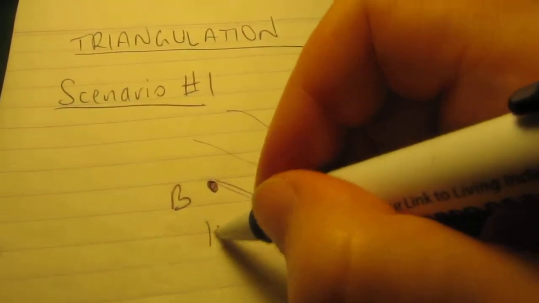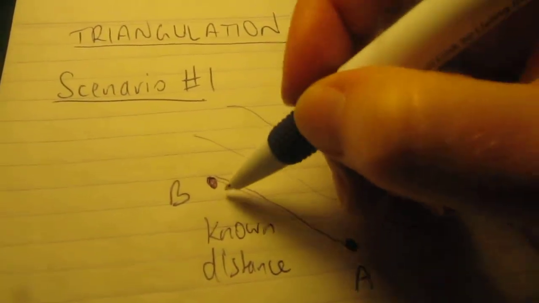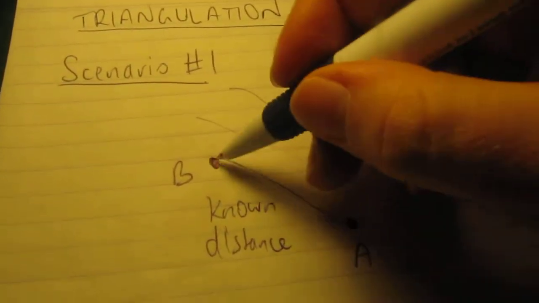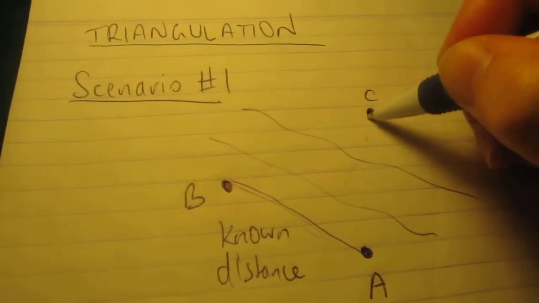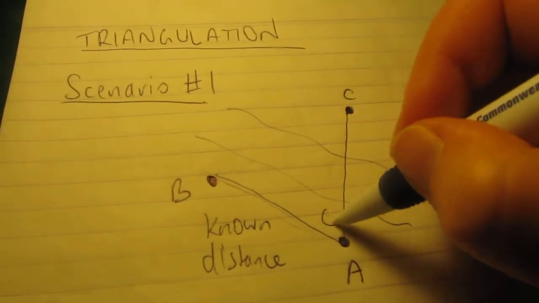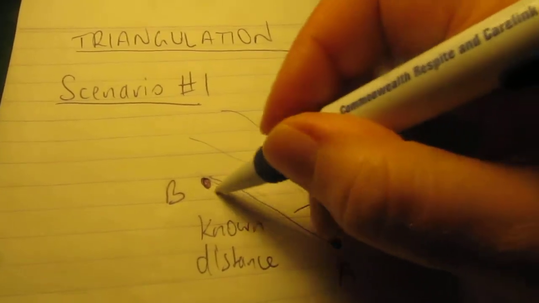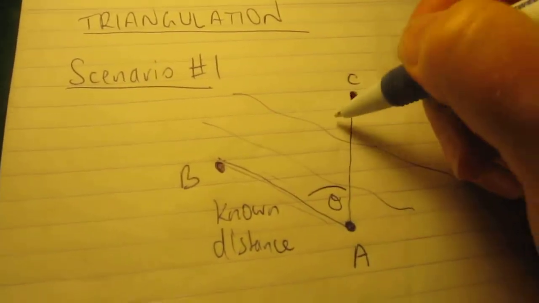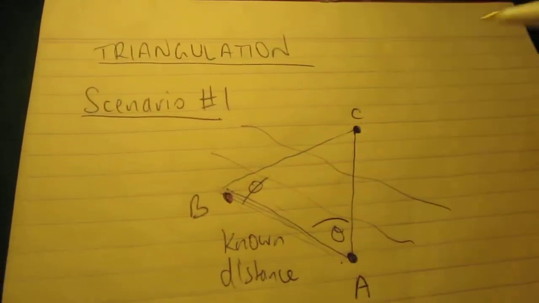This is a known distance, okay? You get a known distance between two positions that you can physically get to, you can access, and then you determine the angle CAB. So you work out this angle here, okay? That's your first angle that you work out. Then you walk over the known distance across to the position B and you work out the angle CBA, okay? And that's your other angle.